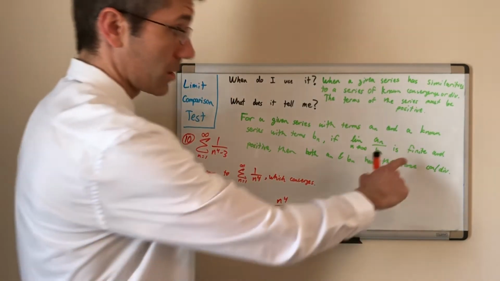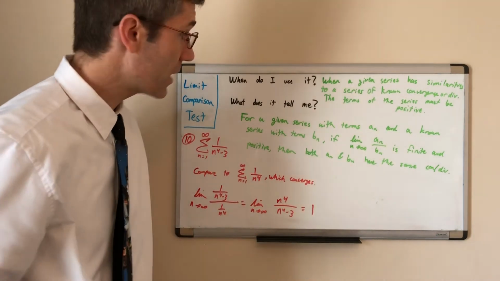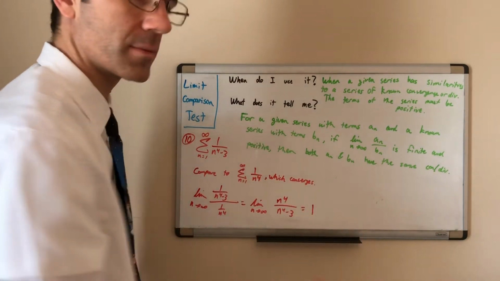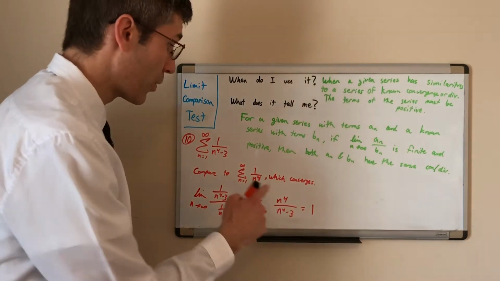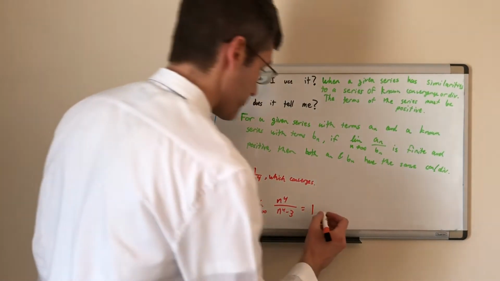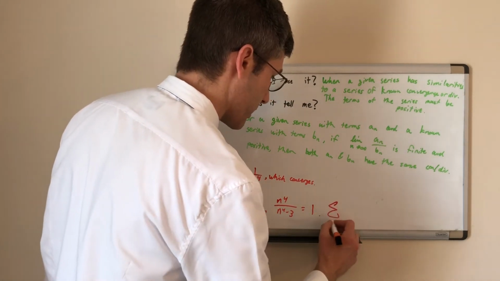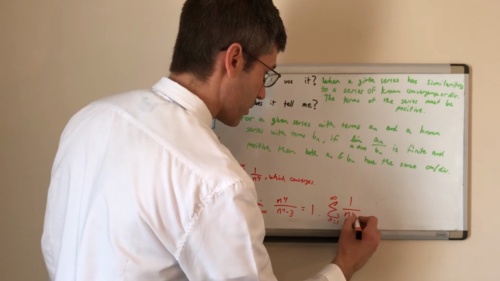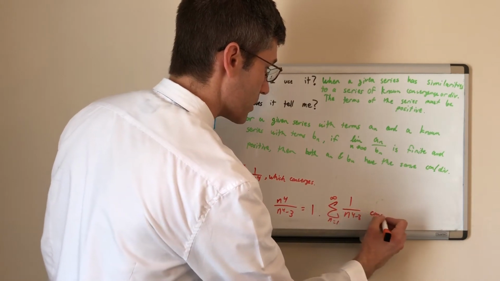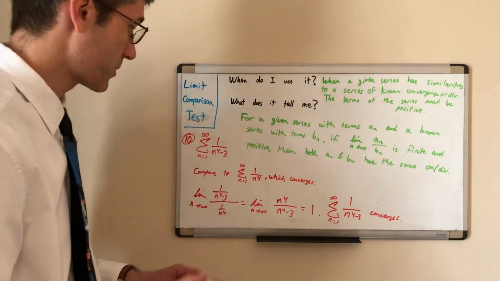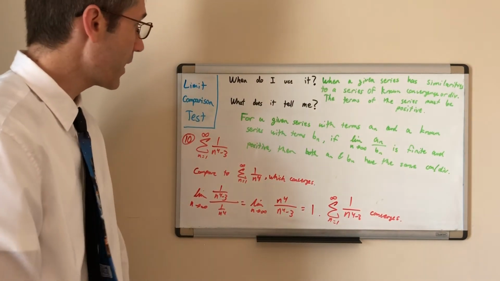Okay, 1 is clearly finite, it is clearly positive, therefore both a and b have the same convergence or divergence. Well, the one I picked converges, so the one they gave me also converges. So I'm just going to write that in a statement. I'm going to write down the one they gave me, n to the 4 minus 3, converges. There we go. It converges because the other one converges. And that is the limit comparison test.